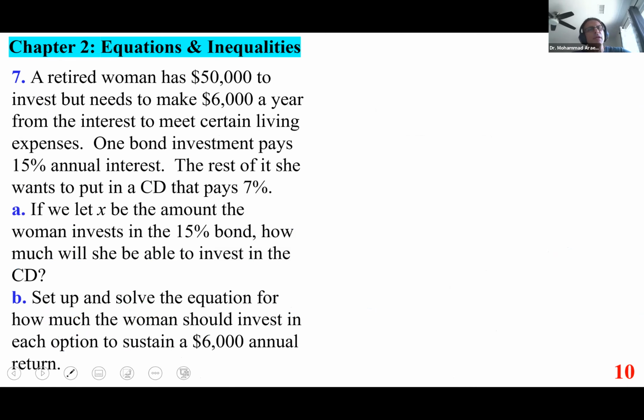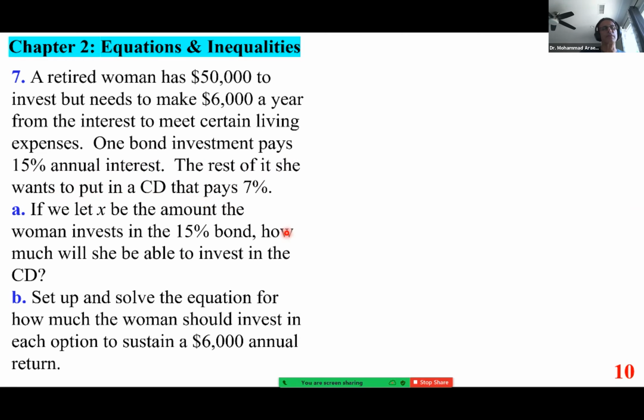As to the word problem, a retired woman has $50,000 to invest, but needs to make $6,000 a year from the interest to meet certain living expenses. One bond investment pays 15% annual interest. The rest of it she wants to put in a CD that pays 7%.